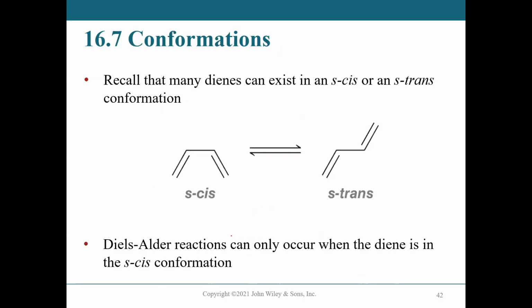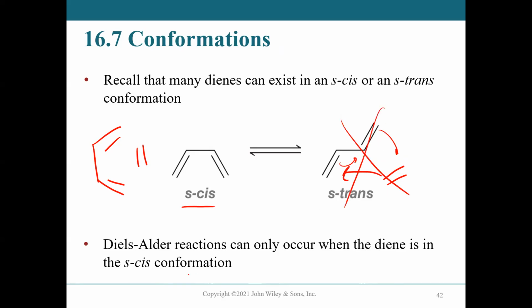All right. So recall that many dienes can exist in a cis-like state or a trans-like state. So that's where you get this S-cis and S-trans. Diels-Alder reaction can only occur when the diene is in the S-cis conformation. So we can do it if it's like this, but if it's like this, we're not going to be able to push these electrons how we want to. So this is not going to happen.